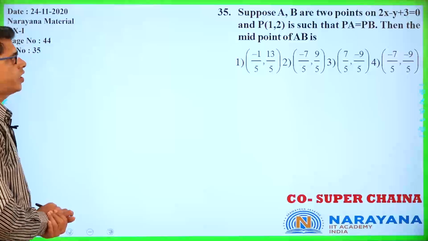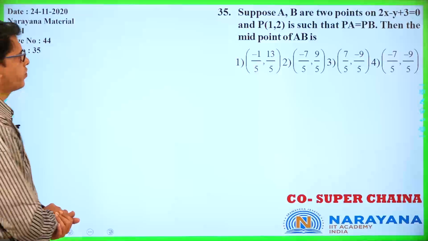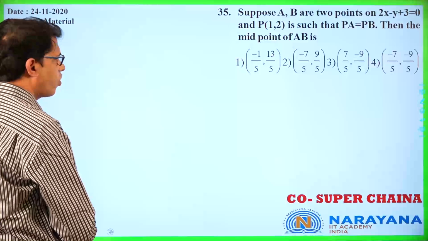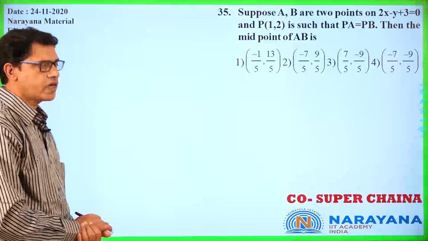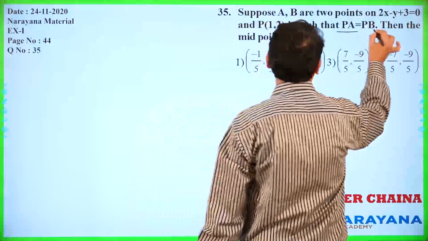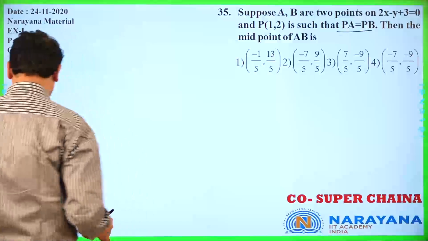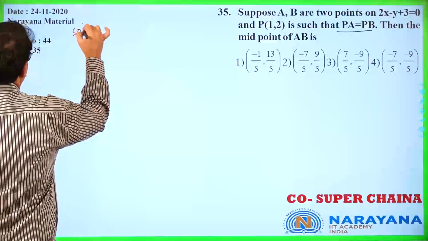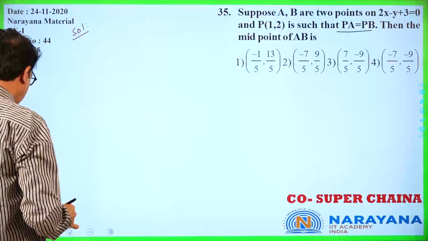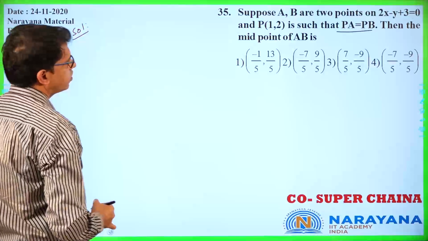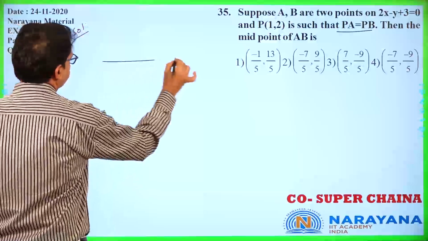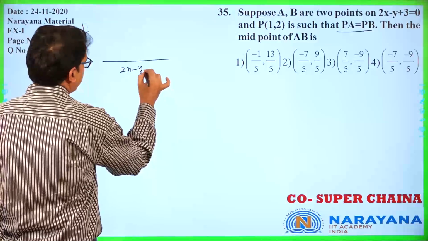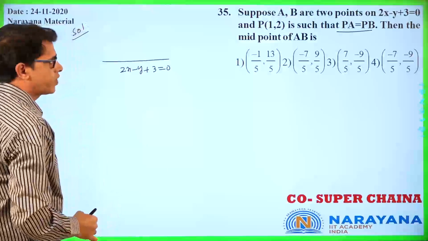Here again, the same type. Suppose A and B are 2 points on the line and P(1, 2) is such that PA equals PB. Here the condition is given directly: PA equals PB. Then the midpoint of AB. It is the same question in the reverse manner. Here 2 points are given, and they lie on the given line. The equation of the line is 2x minus y plus 3 equals 0.